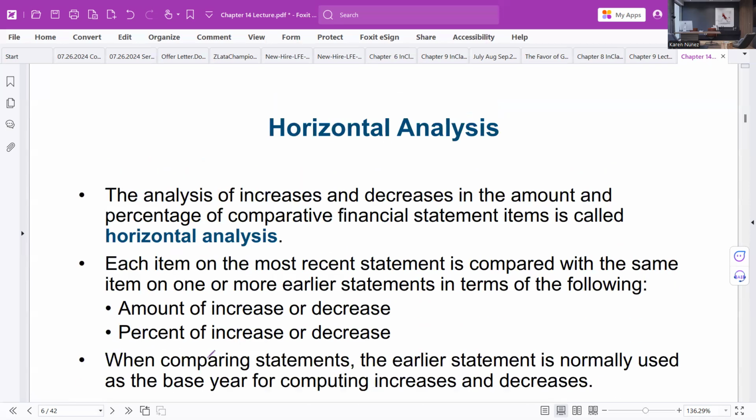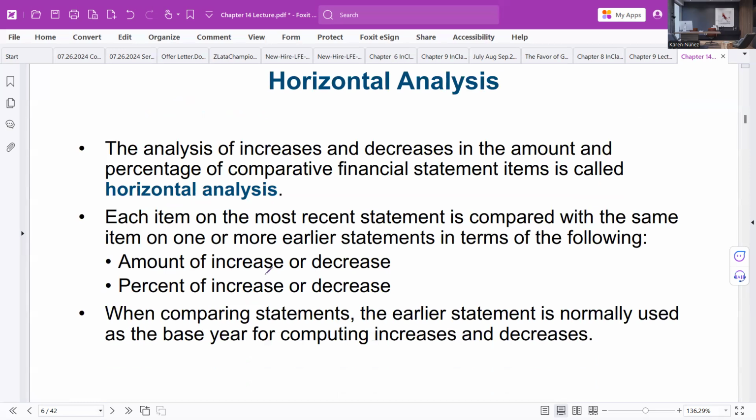Horizontal analysis is the first thing we look at. Horizontal analysis means that we're going to compare financial statements across time, so we want to be able to measure increases or decreases. We want to know two things: the actual, absolute amount, and we want to convert those amounts to percentages. That will help us understand changes and patterns.